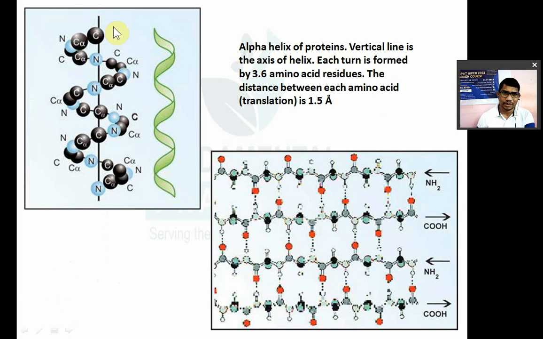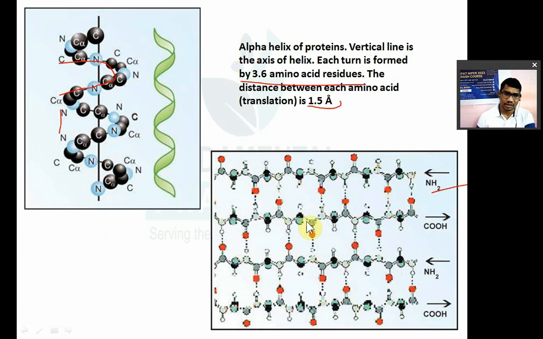You can see over here again alpha helix. So alpha helical structure of protein, each turn of alpha helix, जो turn होता है ये, जैसे मान लीजिए turn, each turn of helix is composed of 3.6 amino acids. The distance between each amino acid is 1.5 angstrom. Now, alpha helical structure is stabilized by hydrogen bonds. This one is known as beta pleated sheet.